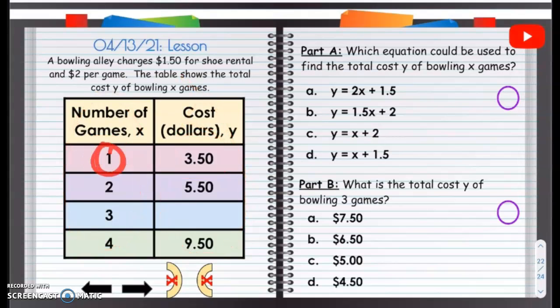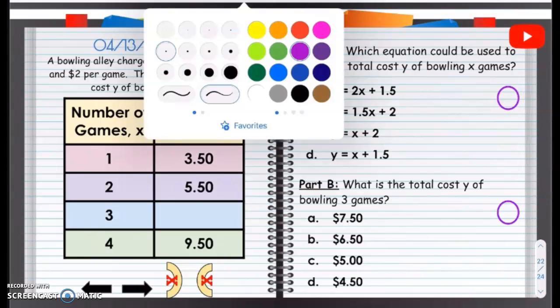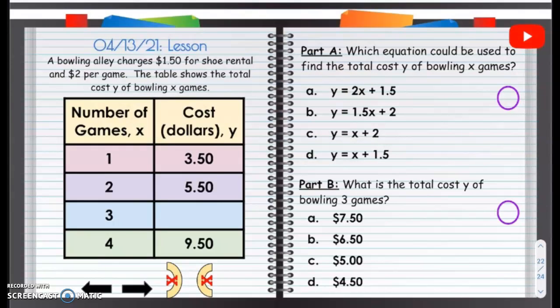So if you only play one game, you'll spend $3.50, because you have the $2 per game, so that's 2 times that X, and then you add on your $1.50 for the shoes, because the shoes are by themselves. So the games are going to be X, so we're going to look for whatever is 2 times that X. The only one over here that shows 2 times that X is this one.